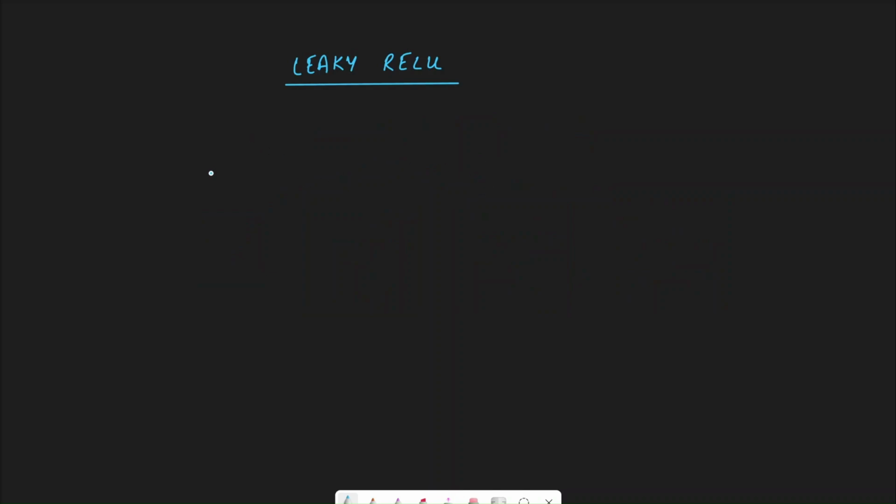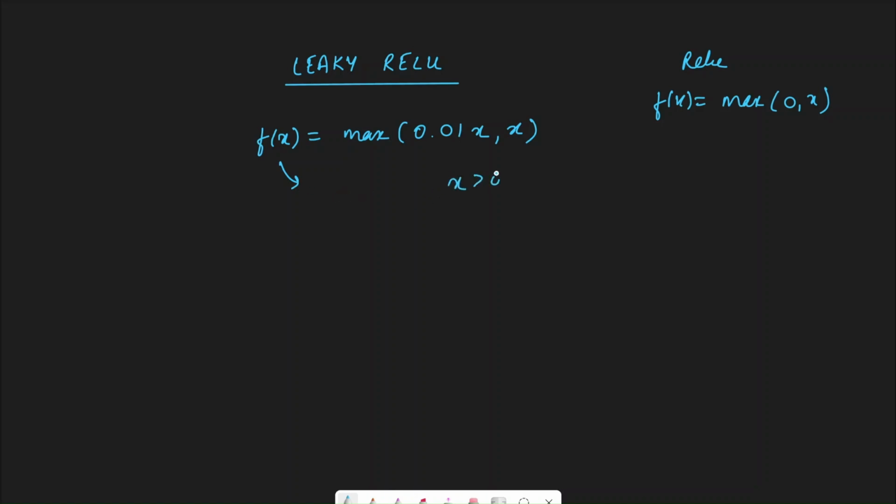So the formula for leaky ReLU is f(x) = max(0.01x, x). If you remember, for ReLU, our formula was f(x) = max(0, x). But this time, instead of 0, we have 0.01x. So this translates to: if x is greater than 0, then we will have x. Otherwise, we will have 0.01x when x is less than or equal to 0. So this is the formula for leaky ReLU.